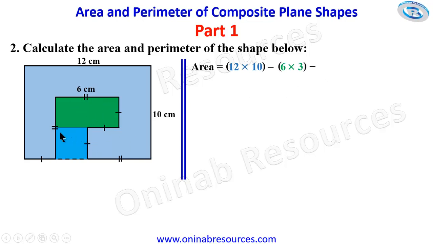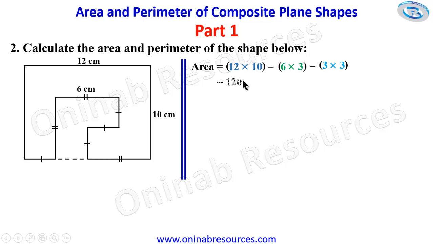Then minus the area of the square. This is 3 times 3. Since the formula for the area of a square is L squared, we have 3 times 3, taking care of the area of this square. We then simplify our product and difference. So this is going to give us 120 minus 18 minus 9.